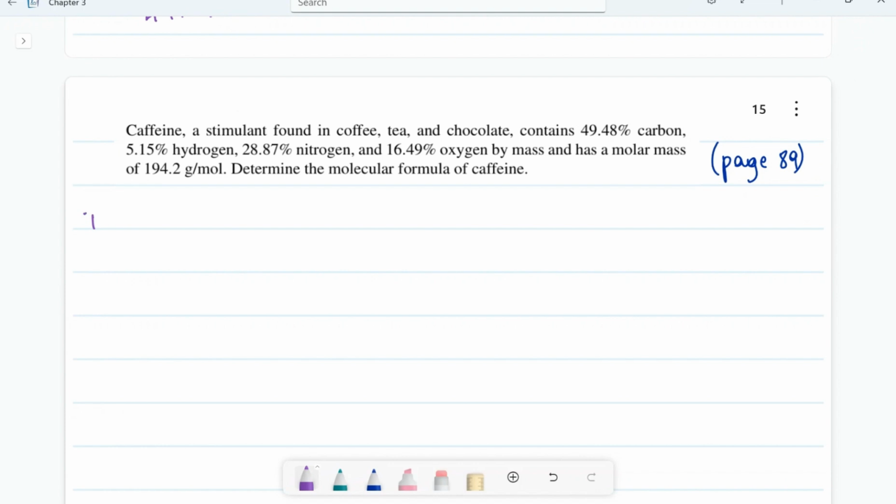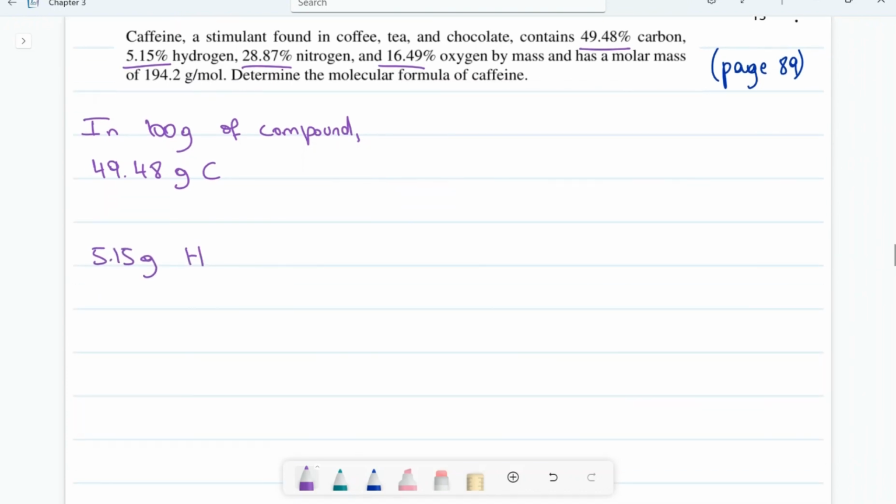So, we always start by mentioning that we are working with 100 grams of compound. Why is that? Because since you are working with percentages, if we have 100 grams, this means we have 49.48 grams of carbon, 5.15 grams of hydrogen, 28.87 grams of nitrogen, and 16.49 grams of oxygen. So let's start with carbon.